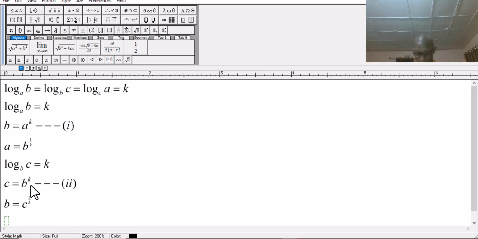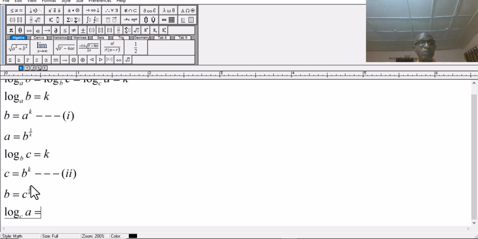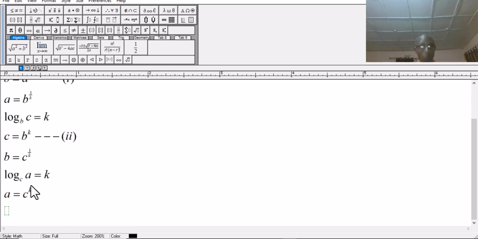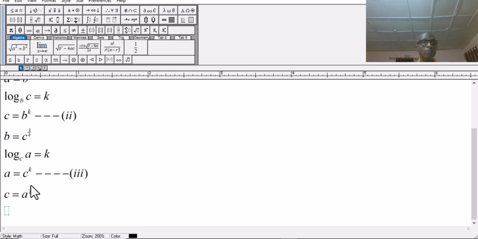So the last one, we have log a to base c equals k. So we can say that a is equal to c raised to the power of k. What it means is that c equals a to the power of 1 over k. Let's call this 3.